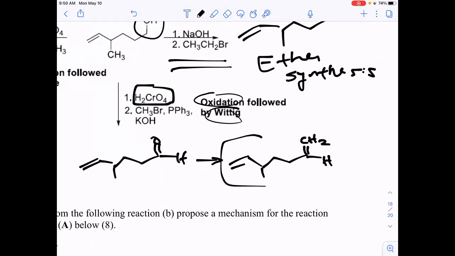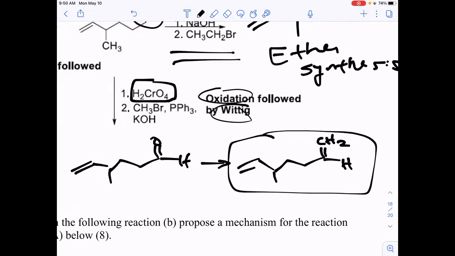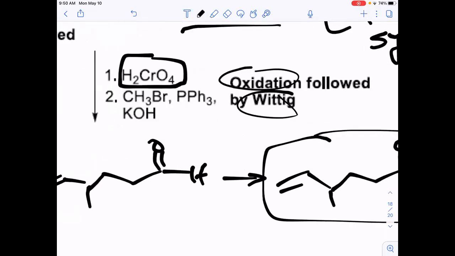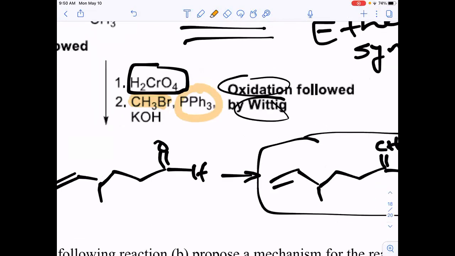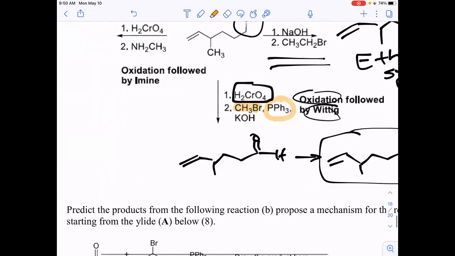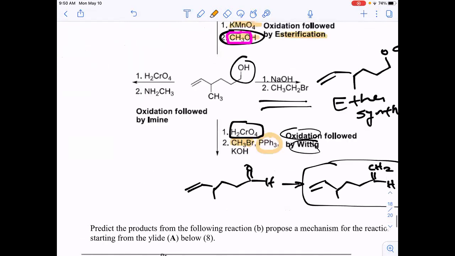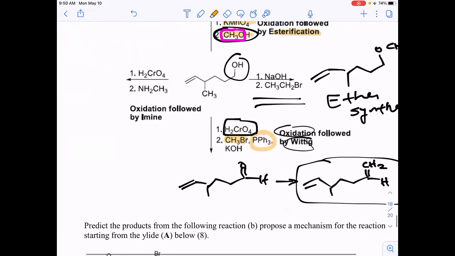All right, so that's the final product. If you look at the Wittig reagents, you have an alkyl halide, which is eventually where your carbon is going to come from for your alkene, and triphenylphosphine, KOH. Anytime you see this with an alkyl halide, you can bet that it's going to be a Wittig reaction. All right, let's do the next one.